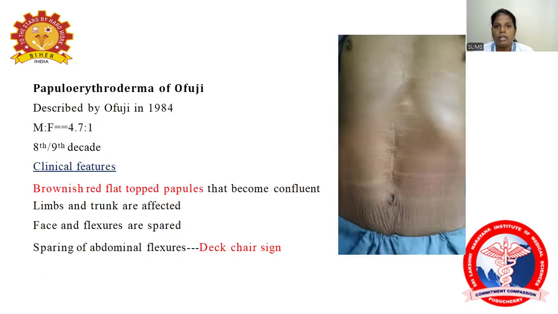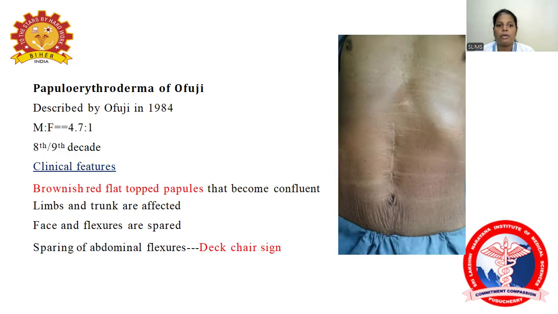So I told you there can be a sparing of abdominal folds in conditions like papuloerythroderma of Ofuji. Other thing I previously told, where there are islands of normal skin sparing, is PRP, pityriasis rubra pilaris, known as nappes claires. Likewise, in papuloerythroderma of Ofuji, the sparing of abdominal folds is known as the deck chair sign. It was described by Ofuji in 1984. That's why it's known as papuloerythroderma of Ofuji. Males are more commonly affected than females. The 7th and 8th decades are the most common decades.